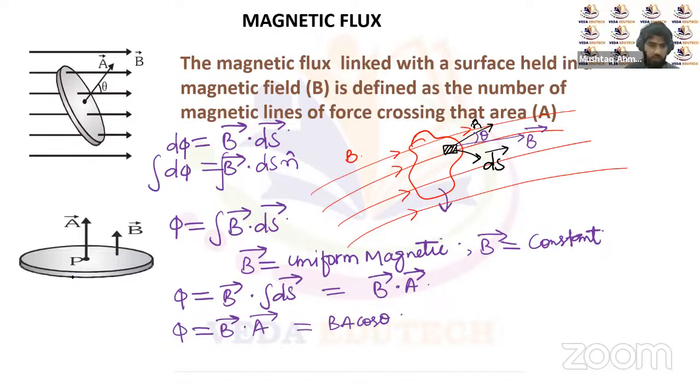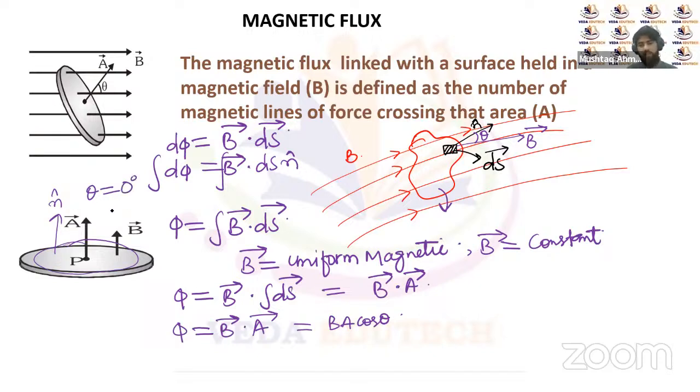You can see this example here. Now here, this is the area, right? This is the circular plate, and this is the uniform magnetic field. These are the magnetic field lines, the direction of the magnetic field, and this is the direction of the area vector. The angle between the area vector and the magnetic field vector is actually 0 degree.